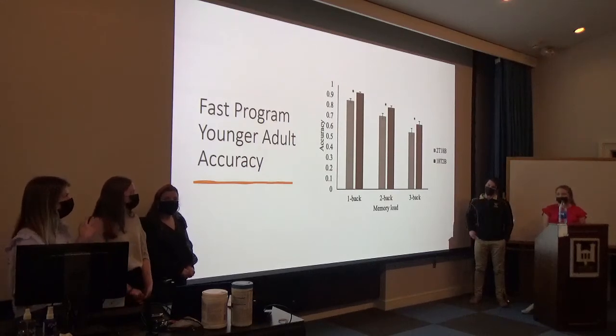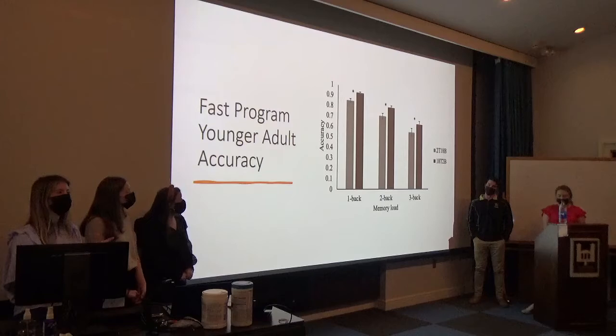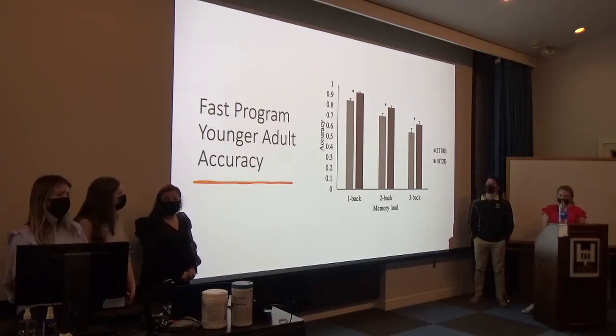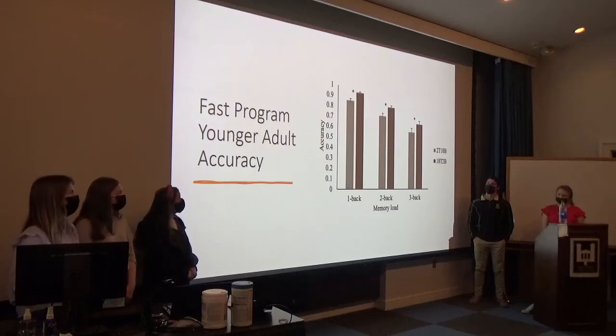So if you look on the graph, you can see that when the younger adults were looking at the letter for a longer period of time, this significantly increased their accuracy scores across all memory loads. So for the 1-back, the 2-back, and the 3-back.